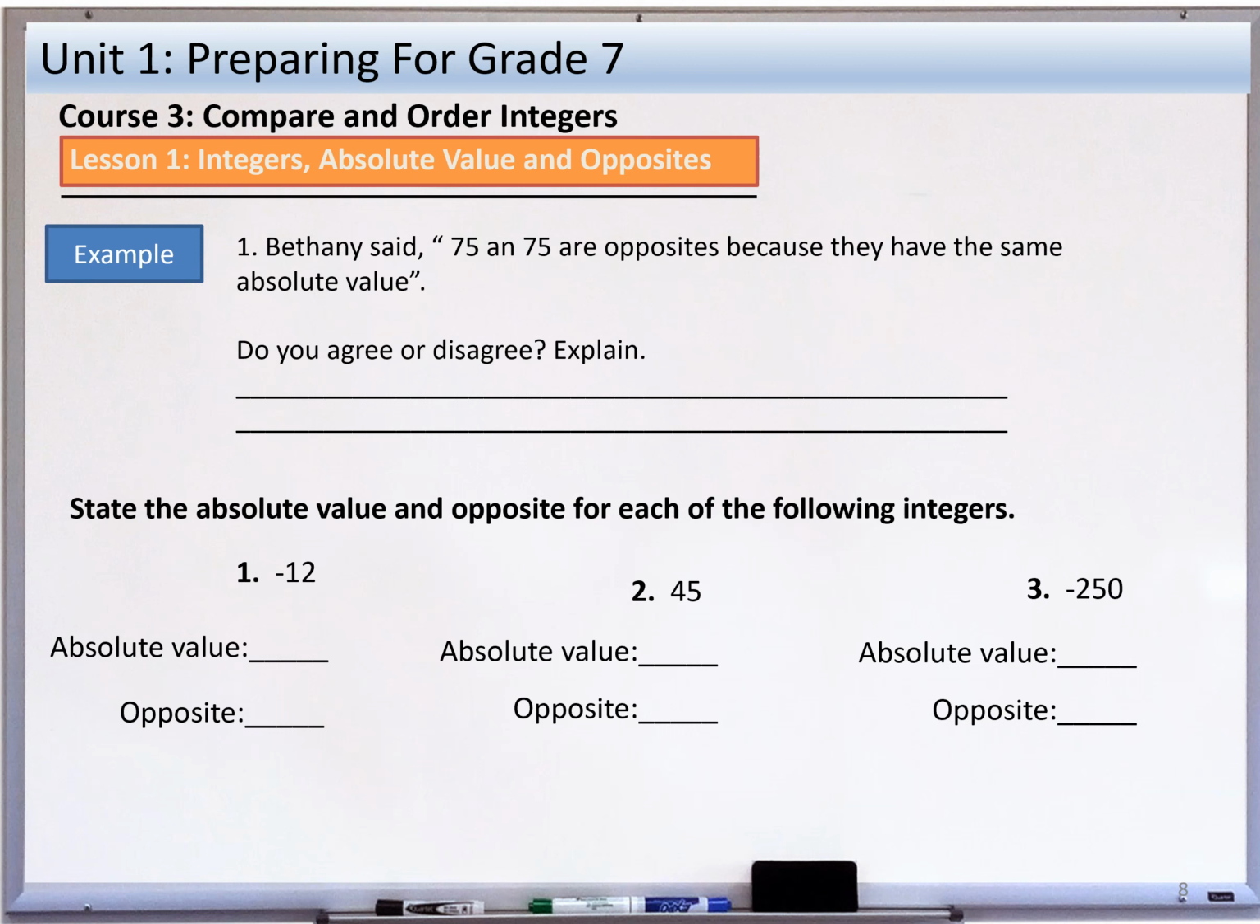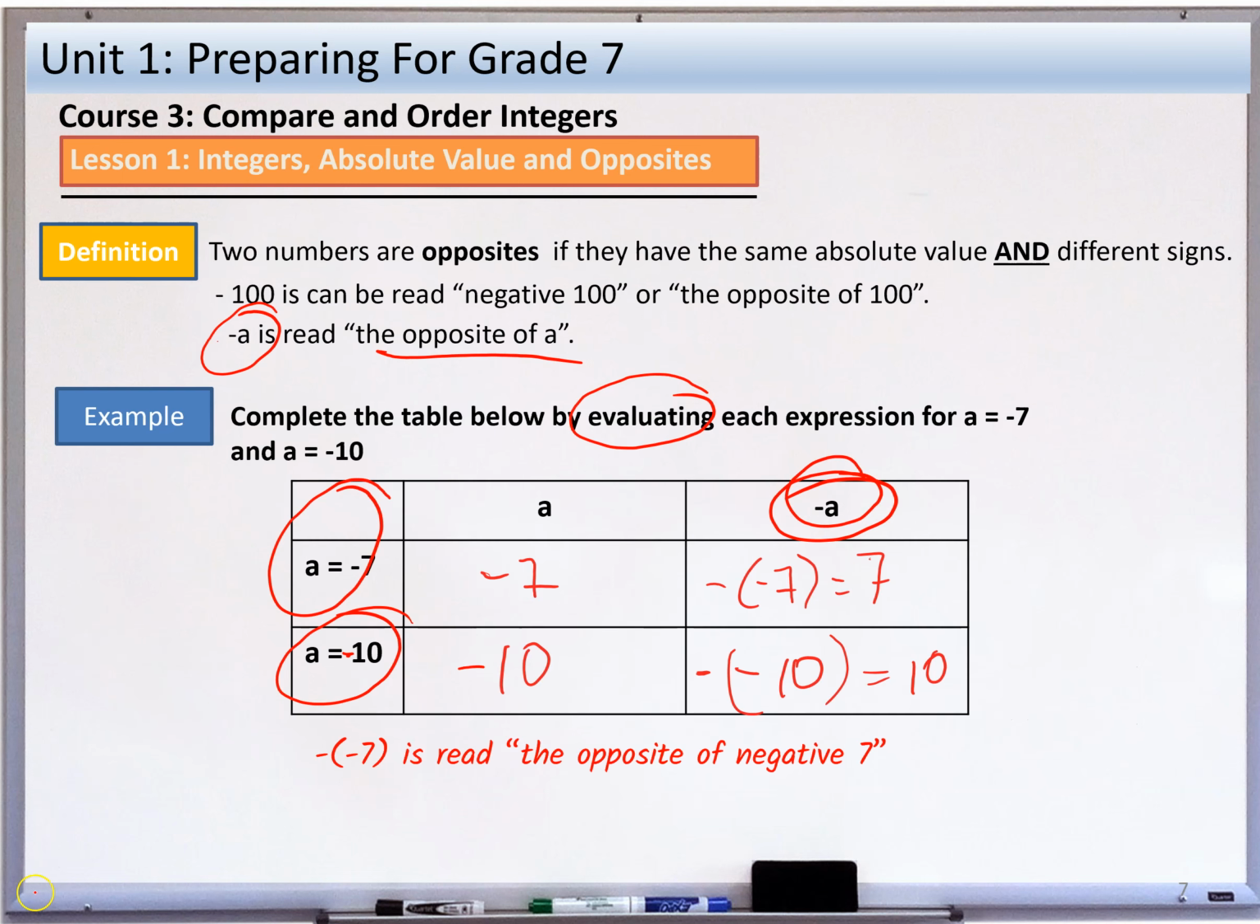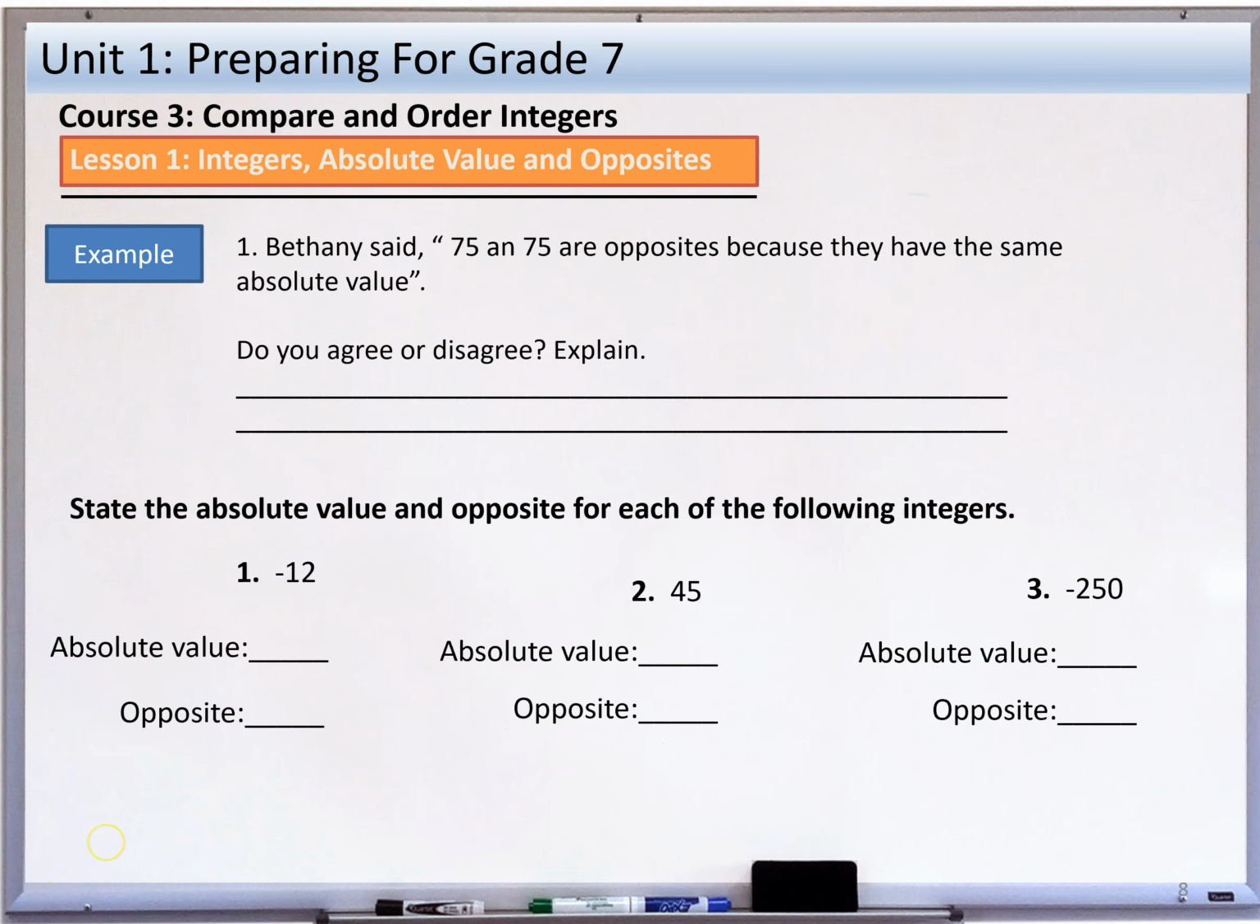Okay, I think we're almost done. So Bethany said 75 and 75 are opposites because they have the same absolute value. Do you agree or disagree? Explain. Okay, your answer could look like this. I disagree because to be opposites, two numbers have different signs and the same absolute value. The opposite of 75 is negative 75, not 75.